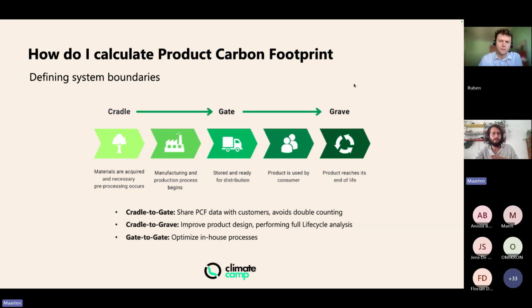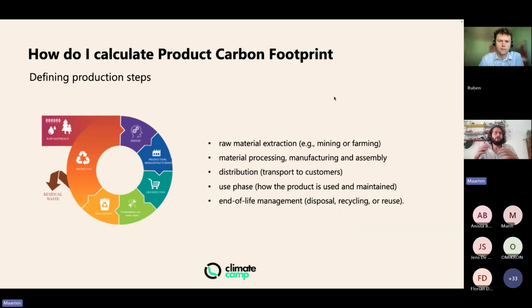After you define system boundaries, so for this example, we'll use cradle to gate because we want to share our PCF data with our customers. You need to think about what are the different production steps that my product goes through up until it arrives at my factory and we do our processing there. So you have raw material extraction, mining or farming are the primary ones here. You have material processing, manufacturing, and assembly, where the raw materials get processed, get formed into new products, and then get shipped off towards customers. Then they get distributed towards the customers. Then you have use phase, how the product is used, and then end of life management.